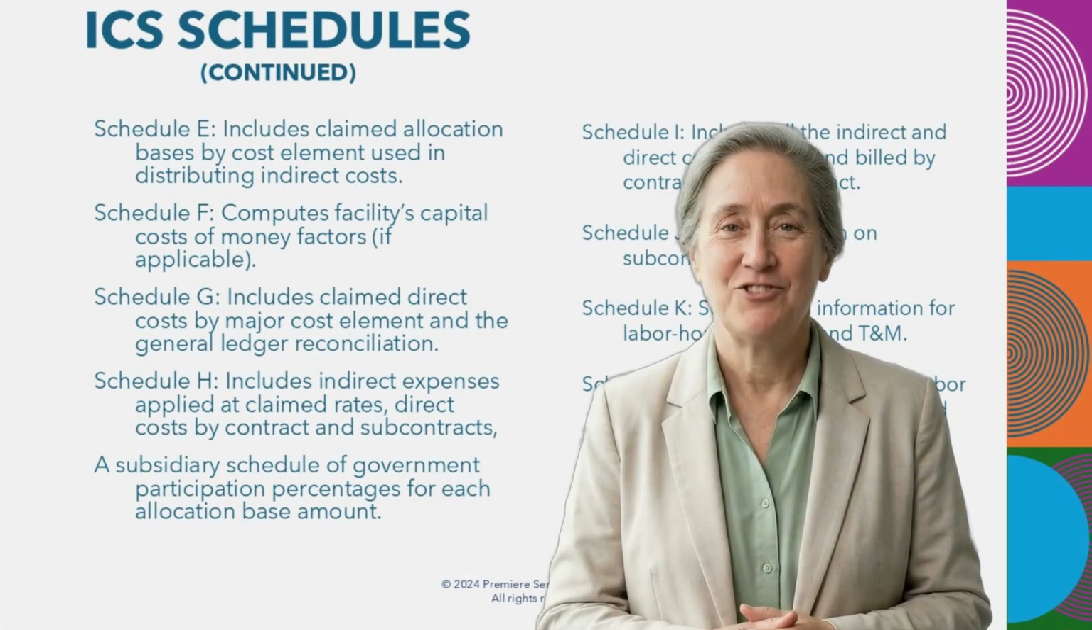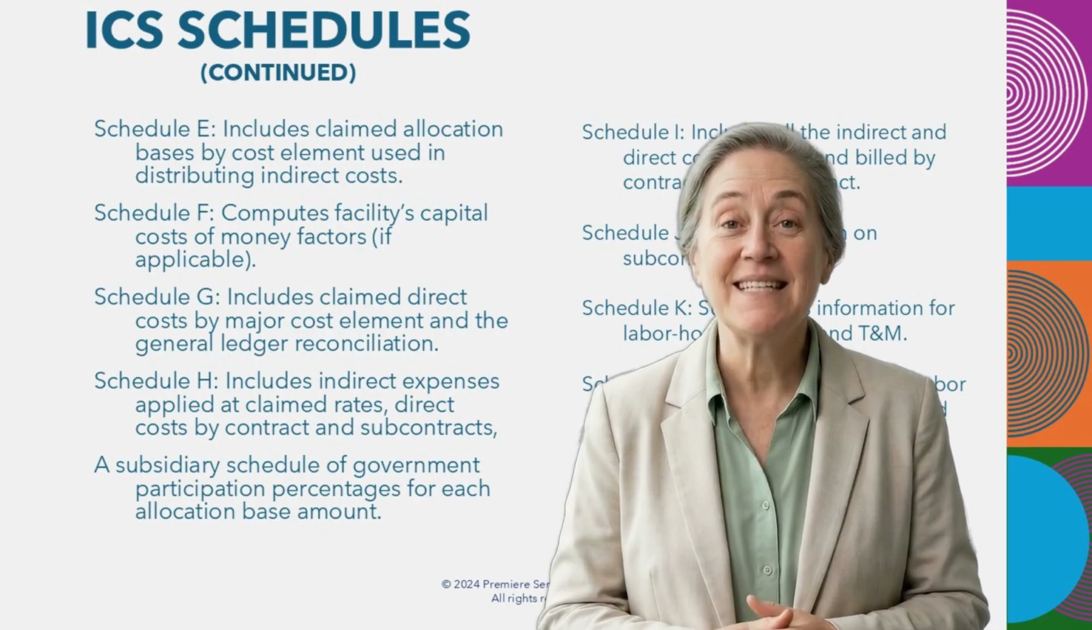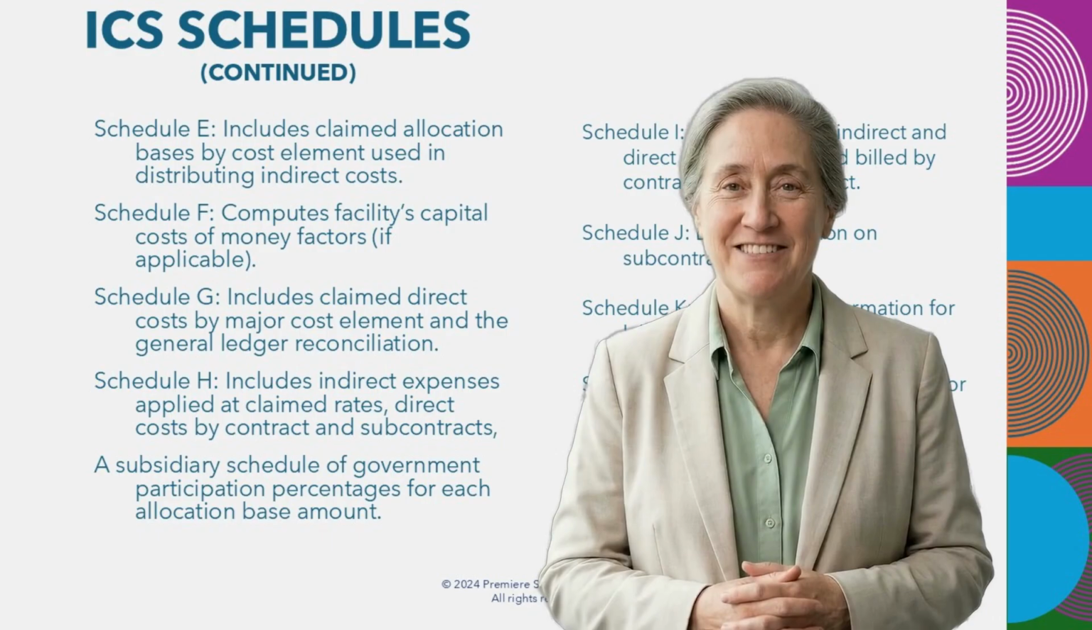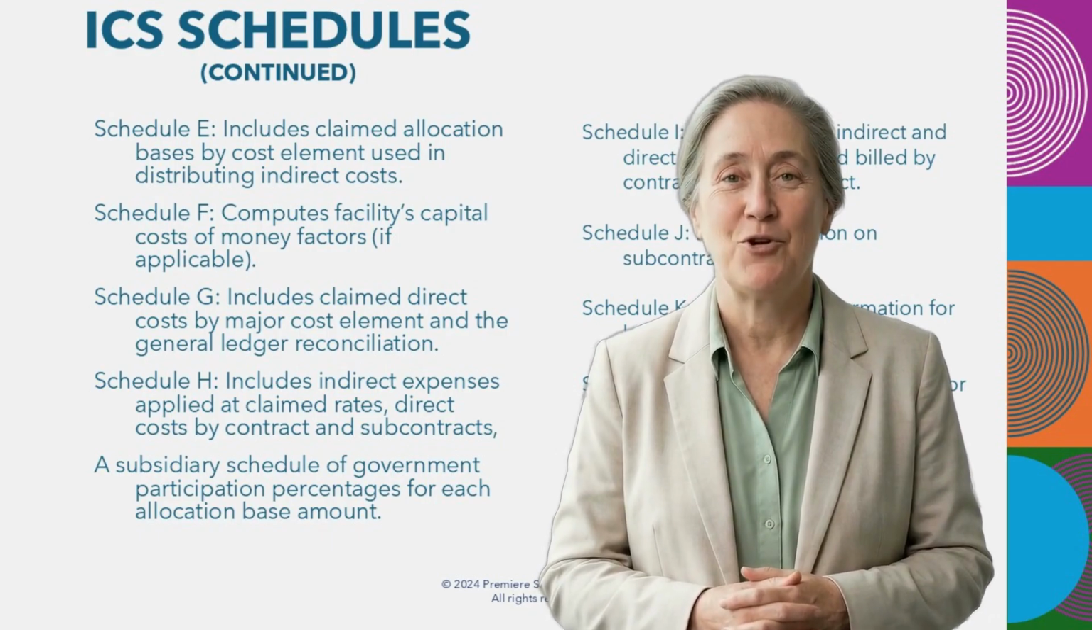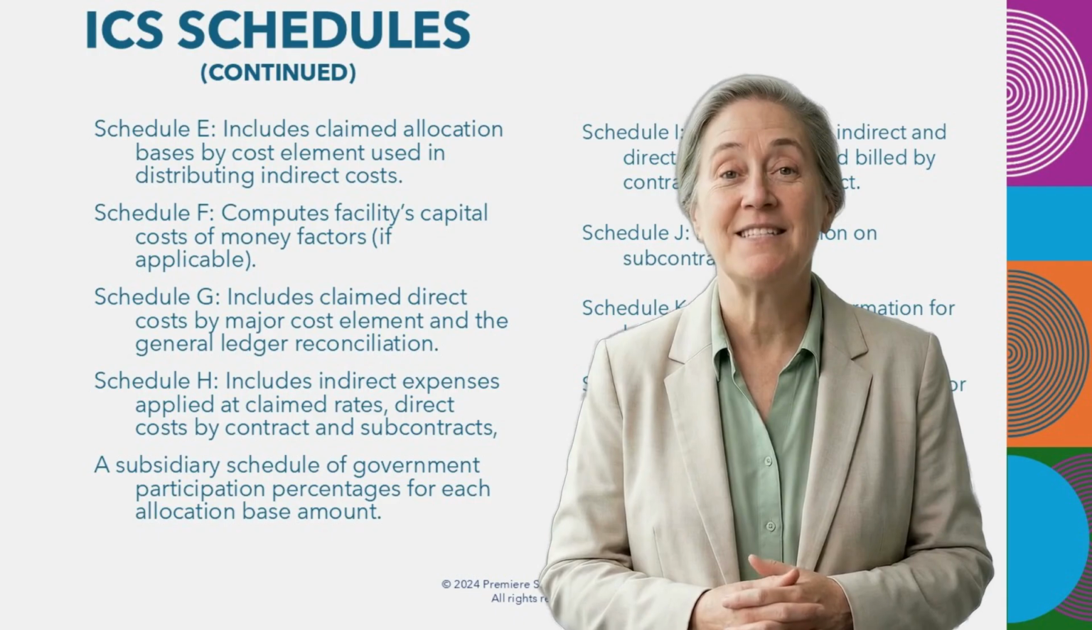Schedule E details all of the claimed allocation bases by cost element for each of your indirect rates and is the basis for distributing your indirect costs. Schedule F computes any facility capital cost of money factors if they apply to you. Schedule G lists claimed direct costs by major element and reconciles to your general ledger. This is a crucial schedule as all of your costs on the general ledger will be accounted for in the submission.